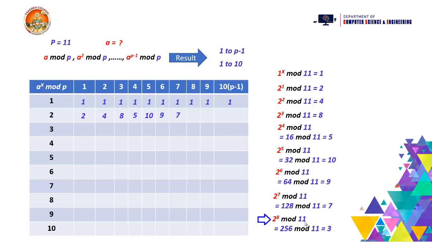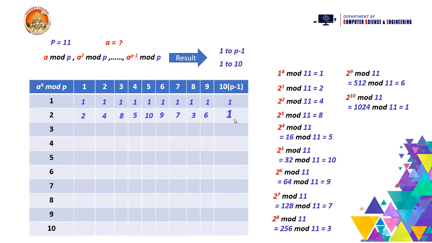2 power 8 mod 11. 2 power 8 is 256. Mod 11, it will generate the result 3. Next, 2 power 9 mod 11. 2 power 9 is 512. 512 mod 11 equals 6. Next, 2 power 10 is 1024 mod 11. The result is 1. Now observe the results, whether they contain all integers from 1 to 10 or not.